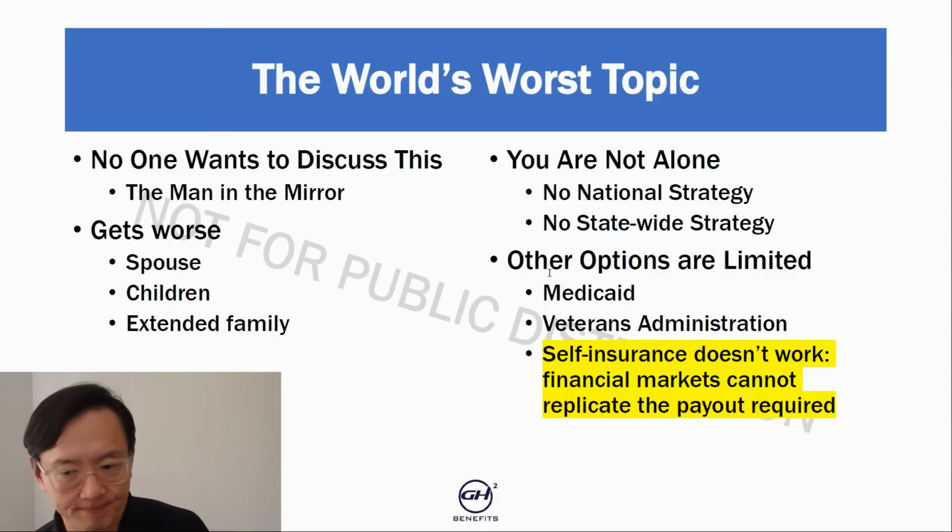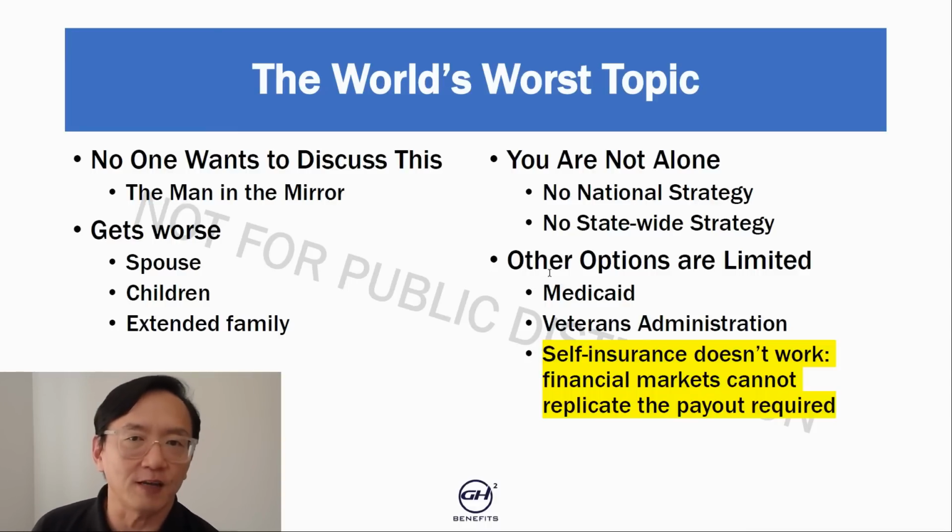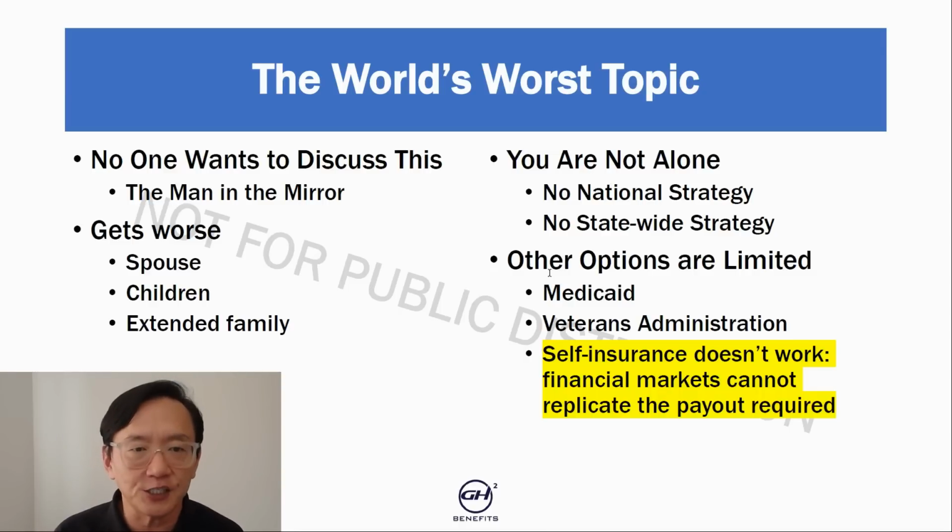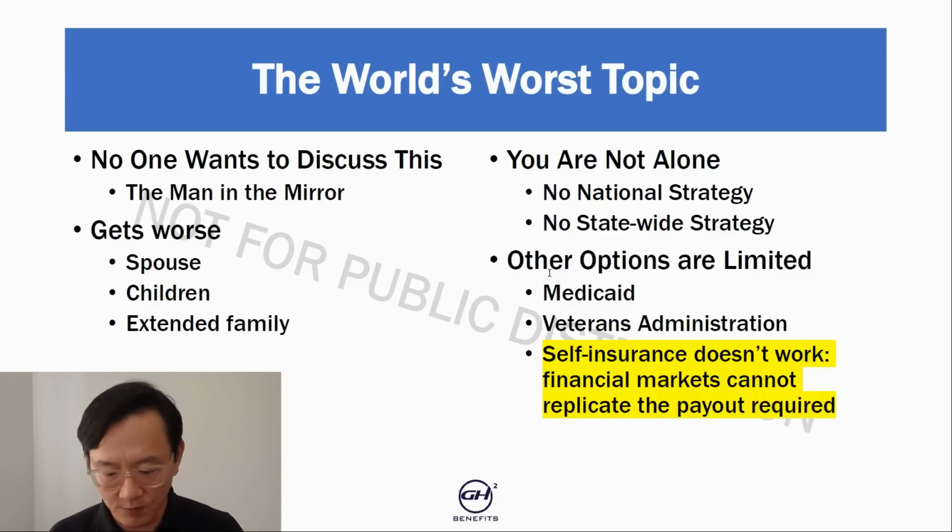So like I said, long-term care, the worst topic. It really is. You don't want to talk about it to yourself. You don't want to talk about it with your spouse, your children. Forget your extended family. These are just not fun topics. And you're not alone. As a nation, we don't have a national strategy, period. We don't have a statewide strategy. In other words, in every state, do they have a strategy? No, because if a state did, everybody would move to that state.